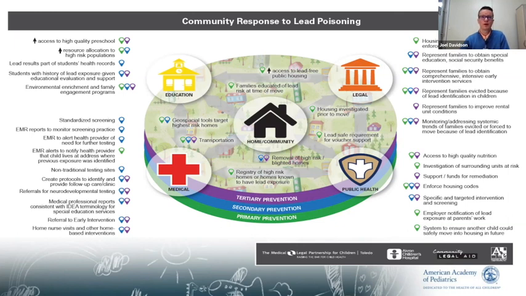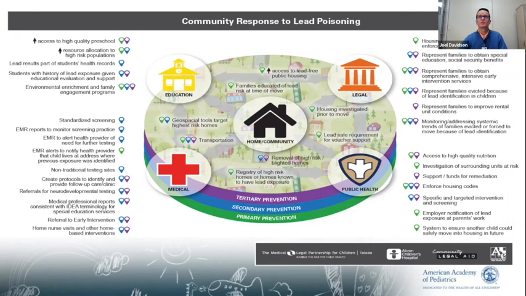There are certainly a great number of stakeholders that are invested in this work, both on the positive and the negative side. But secondary prevention are things like screening, things that we do in the medical setting, where we're looking at what are the blood lead levels of patients.